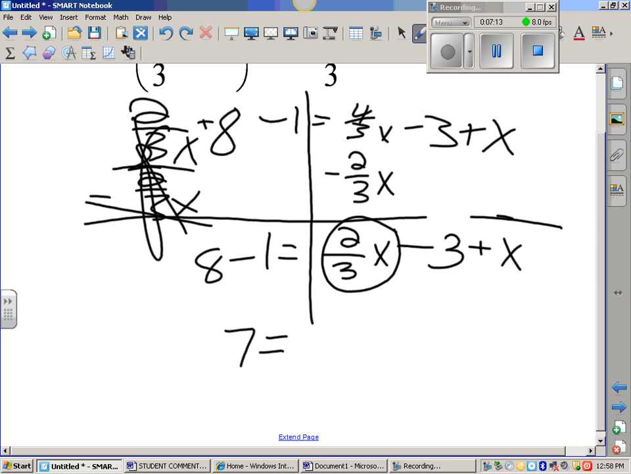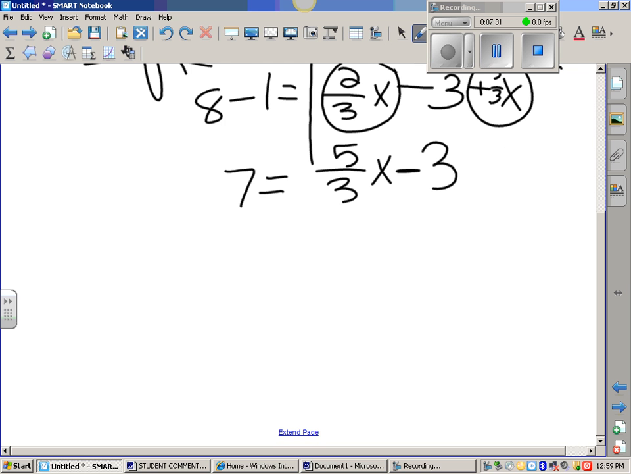What's 2/3 x plus x? What's the coefficient on the x? 1. Or another way to write 1 is 3 over 3, right? Yes. So 2/3 x plus 3/3 x is going to give you 5/3 x minus 3. We're just combining our like terms. Very nice. Now, who's the x attacking? 5/3. So who can escape? 3. How do I move a minus 3? Add it. To both sides.